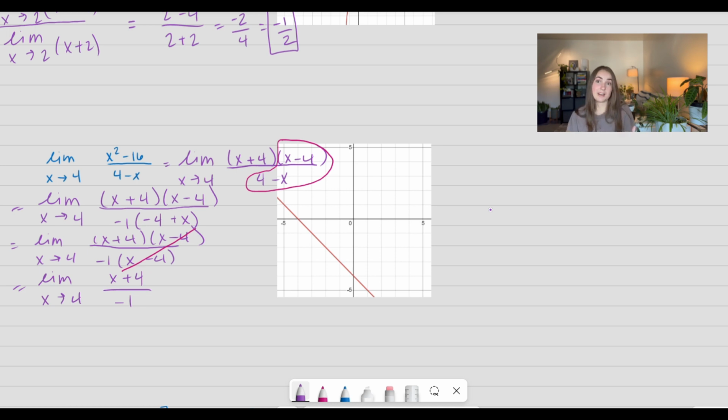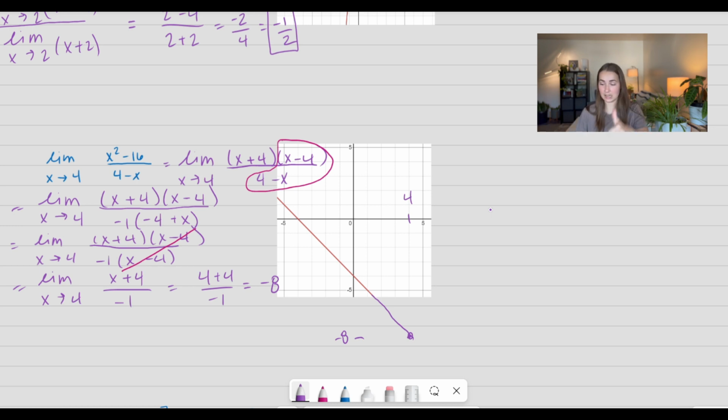I'm going to skip writing it all out, and I'm just going to plug it right in. So I get 4 plus 4 in the numerator divided by negative 1, which gives me negative 8. Let's check with our drawing over here. I guess I didn't really show it. At 4, this should go down to 8. Right about there, if I continue this out, right about there. Negative 8.